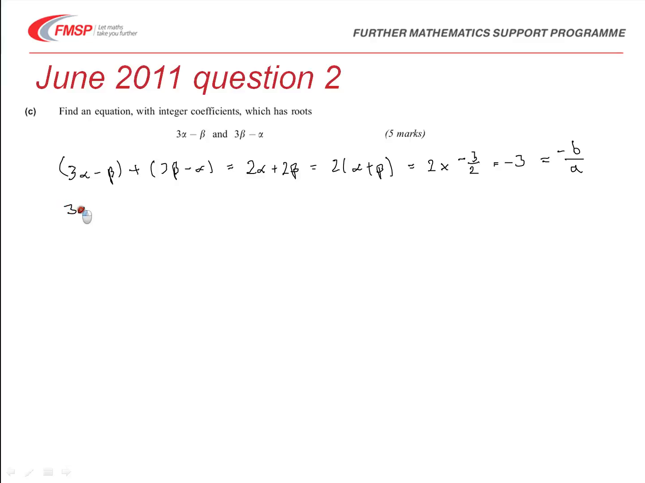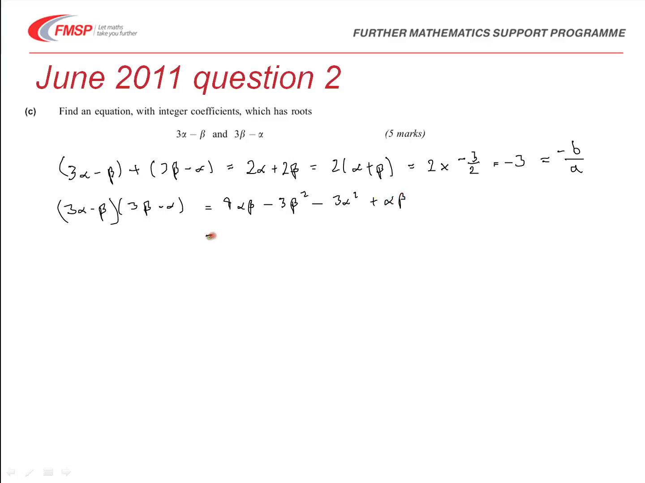Similarly, we can do the product of these two roots. So we need to multiply out this bracket. So we're going to get 9 lots of alpha beta, minus 3 beta squared, minus 3 alpha squared, and plus another alpha beta.